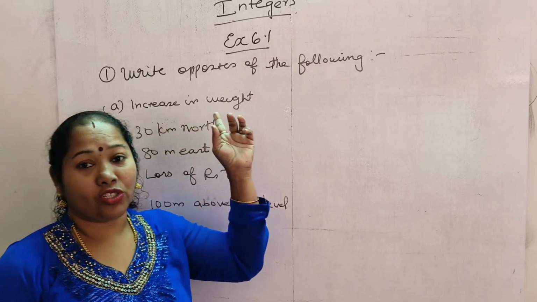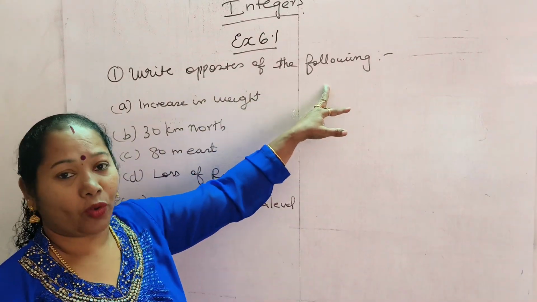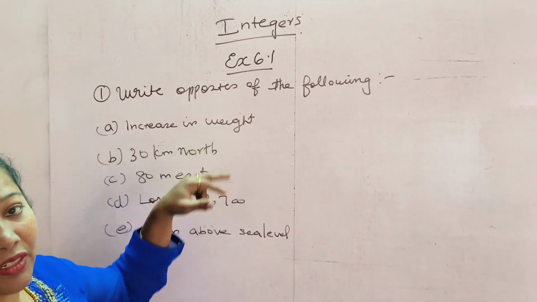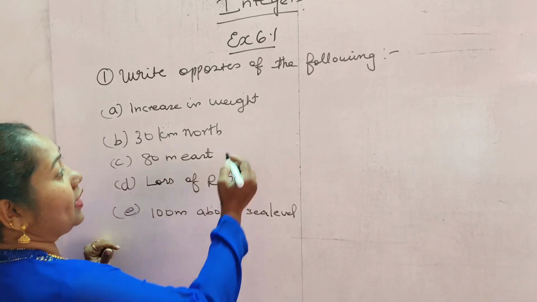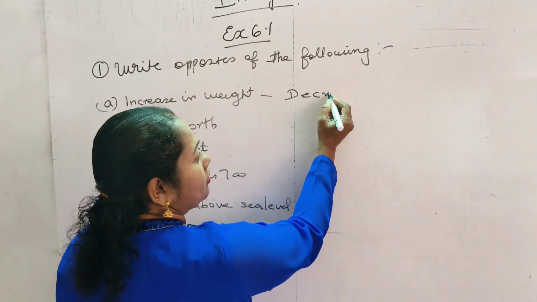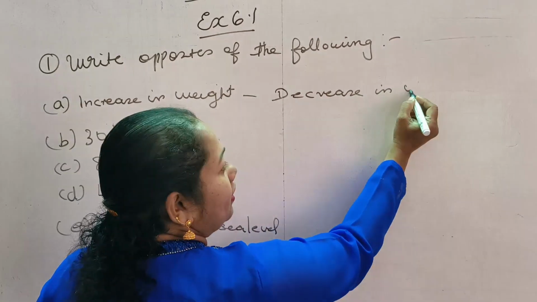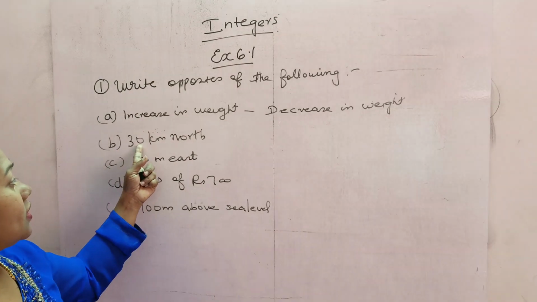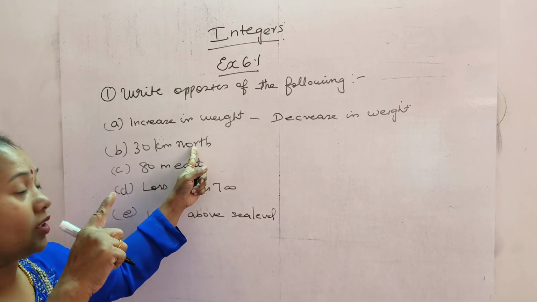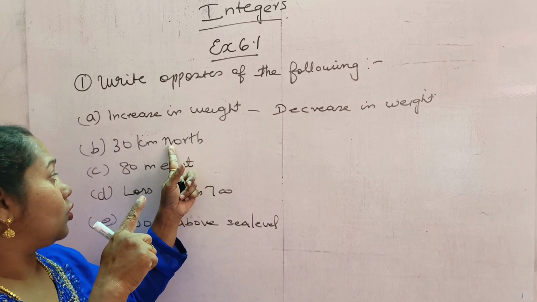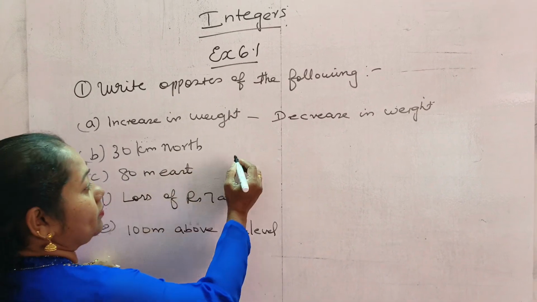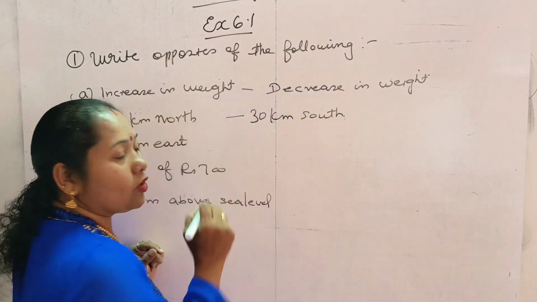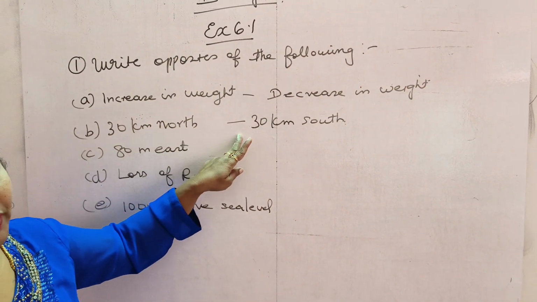Okay, first question is write the opposites of the following. So first question is increase in weight. What is the opposite of increase in weight? Decrease in weight. And next question is 30 kilometer north. So 30 kilometer south. The opposite of 30 kilometer north is 30 kilometer south.